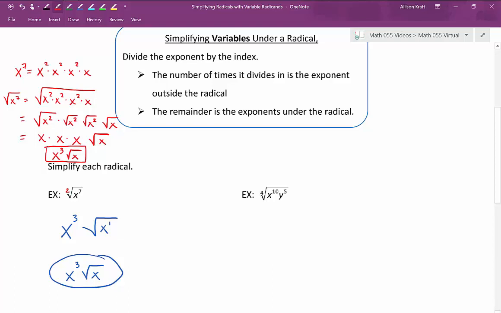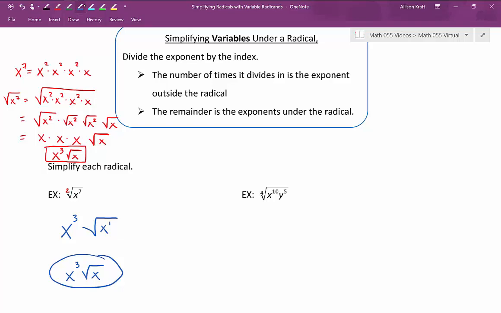So technically, that's what we're doing, and we see that we get the same answer. I just think it's a whole lot easier to simply divide the index into the exponent. The number of times it goes in, we have the variable to that power on the outside. The remainder, we have the variable to that power underneath. But understanding why we're doing those things helps us remember it.